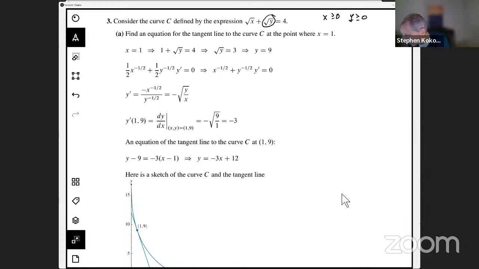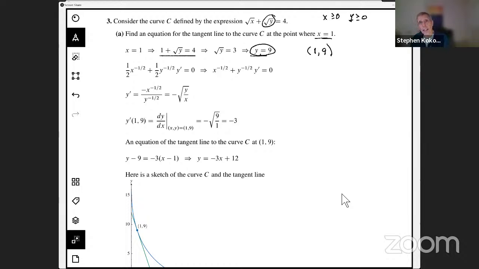Well, let's see if we can find an equation for the tangent line to this curve at the point where x is equal to 1. As we did in number 1 this evening, the first thing I'm going to do is try to find the point. So I'm going to let x be equal to 1. When I plug it into this expression, I've got to solve it for y. And if I've done everything correctly, I've got y is equal to 9. So my point on the curve is (1, 9).